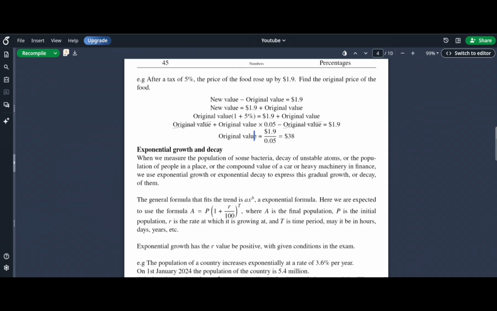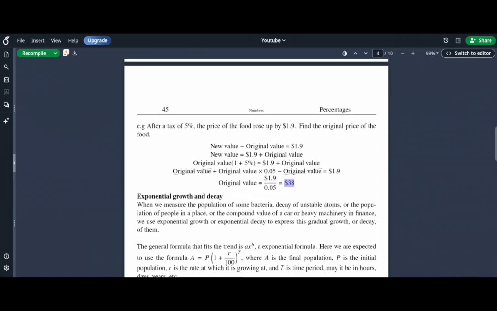What 5% of a value will give us 1.9? Yeah, that's what you are asking. So we take this, we bring it over here, and expand this bracket. We have this original value which we borrowed to here. Next we have original value times 0.05 is equal to $1.9. We divide 0.05 on both sides and you get this value over here.